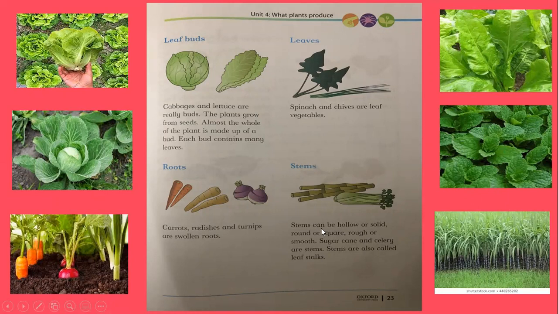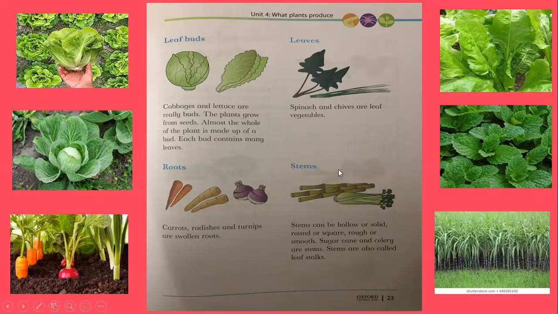Now what part? Stems. Stems can be hollow or solid, round or square, rough or smooth. Sugarcane and celery are stems. Look, this is the plant of sugarcane and this is the sugarcane. This is the stem of a plant. Stems are also called leaf stalks. This type of stem we call leaf stalk. From this sugarcane, later we have the sugar.